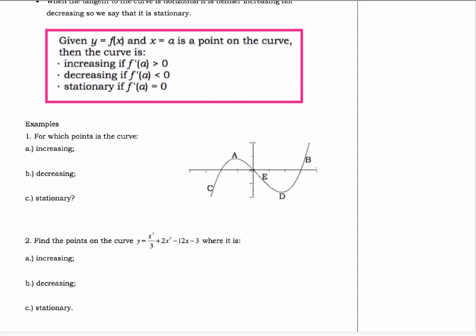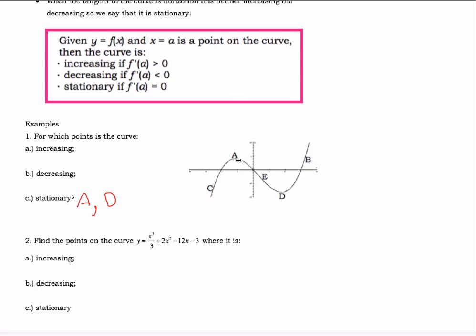So if we look at this graph, for which points on the curve is the function increasing, decreasing, or stationary? Stationary is pretty easy first. It's stationary at A and D. Those are the points at which the slope of the tangent is 0, the derivative is 0 at those points.